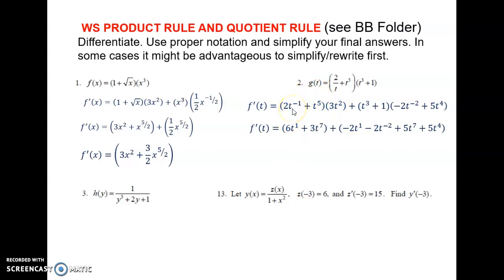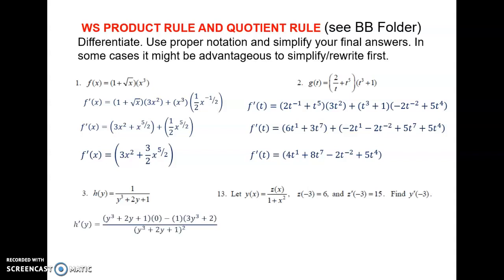This becomes 6t to the 1st. This becomes 3t to the 7th. Foiling this, this becomes -2t to the 1st, then -2t to the -2. Then multiplying here, we get 5t to the 7th, and multiplying here, we get 5t to the fourth. Combining like terms, we have t to the first here, t to the first here, t to the seventh here, and t to the seventh here. So combining like terms, I get this expression: 4t to the first plus 8t to the seventh minus 2t to the negative 2 plus 5t to the fourth.